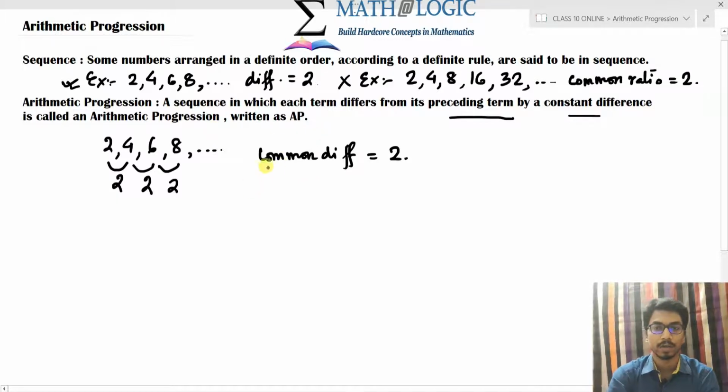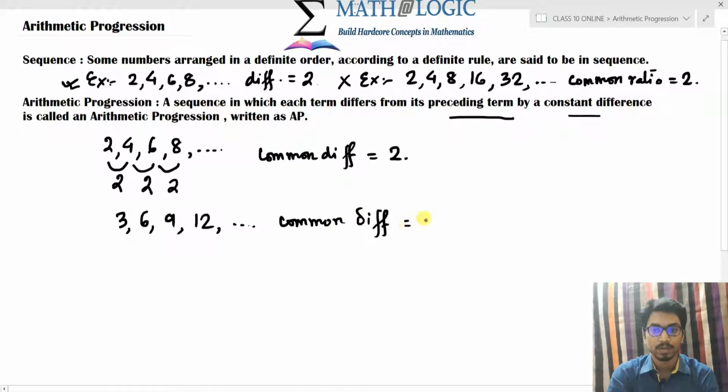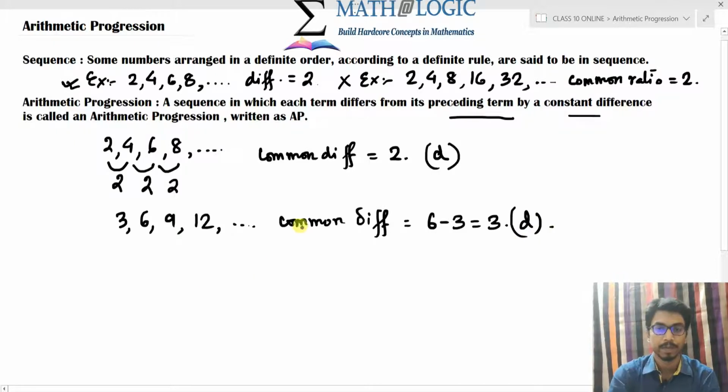Clear? Okay. So let me give you some more example. Let's say 3, 6, 9, 12 and so on. What is the common difference? Common difference is 6 minus 3, which is 3. Clear? And this common difference is denoted by the letter D. By the letter D. Okay?